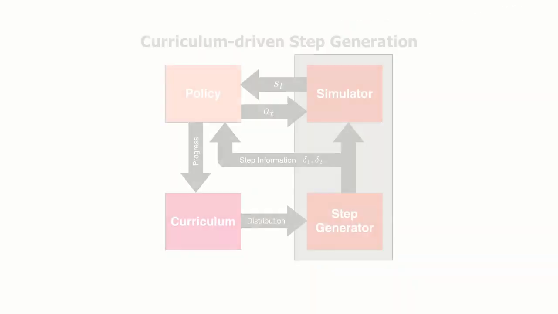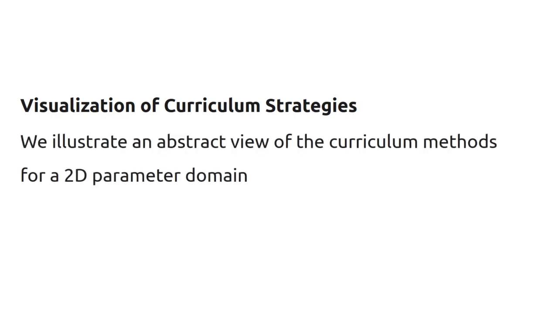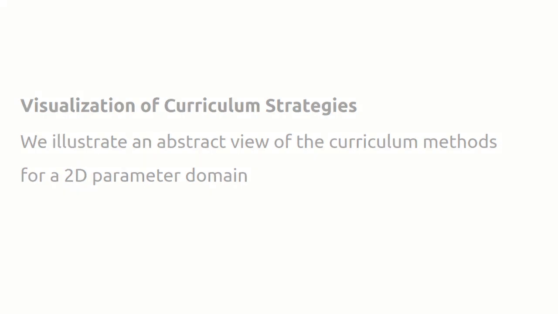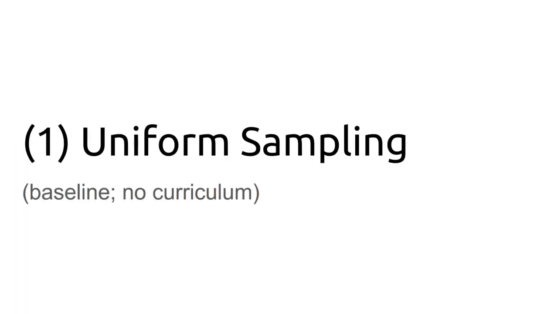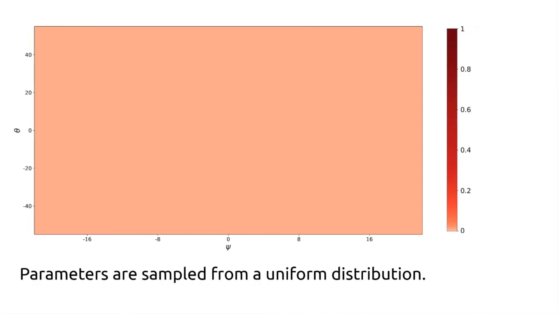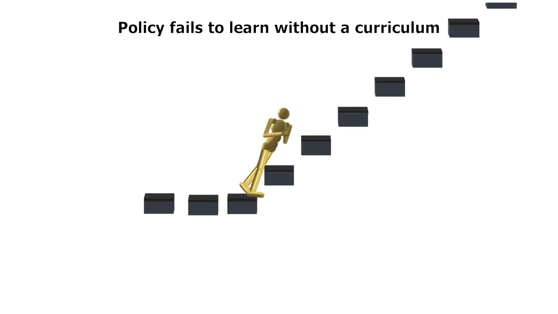We now describe curricula used to control the distribution of generated steps. For illustration purposes, we visualize our parameter space in a 2D grid. Our baseline method samples environment parameters from a multivariate uniform distribution. However, the problem is too challenging without a curriculum.